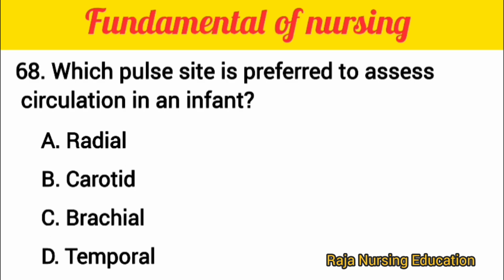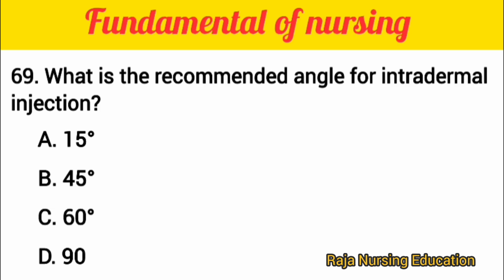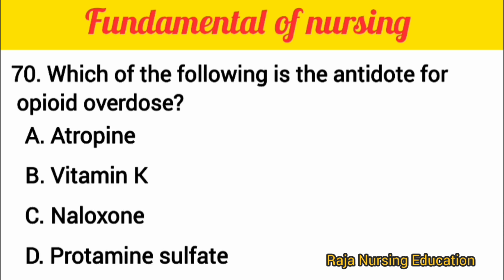Which pulse site is preferred to assess circulation in an infant? The answer is C. Brachial is preferred to assess circulation in an infant. What is the recommended angle for intradermal injection? The answer is A. 15-degree angle is for intradermal injection. Which of the following is the antidote for opioid overdose? The answer is C. Naloxone.